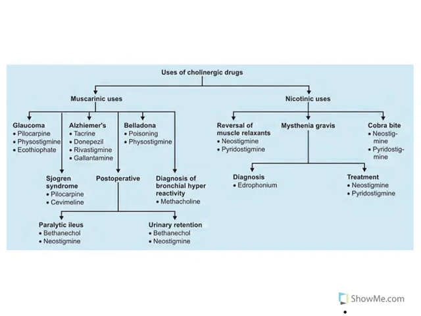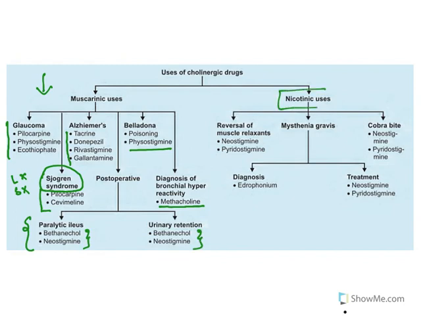When you put all of them together, see, muscarinic drugs used to treat glaucoma: pilocarpine, physostigmine, ecothiopate are used. For Alzheimer's, CNS, lipid soluble: tacrine, donepezil, rivastigmine, galantamine are used. Atropine poisoning can be treated by physostigmine. Whereas there is a syndrome called Sjogren syndrome, where xerostomia is the main condition. Lacrimation will not be there, salivation will not be there. It can be treated by pilocarpine and cevimeline. To diagnose bronchial hyperreactivity, methacholine is used. Now, paralytic ileus or gastric atony is treated by bethanechol and neostigmine. Urinary retention can be treated by the same drugs.